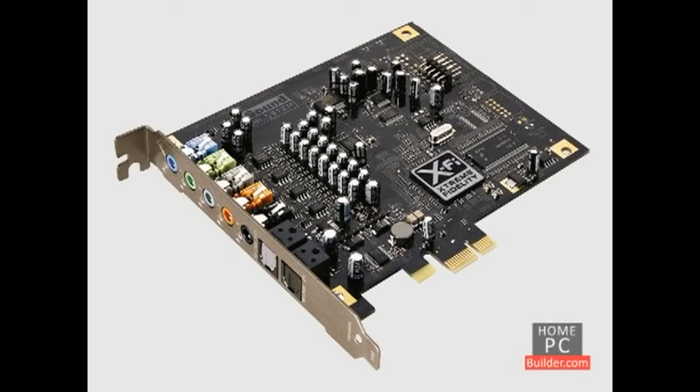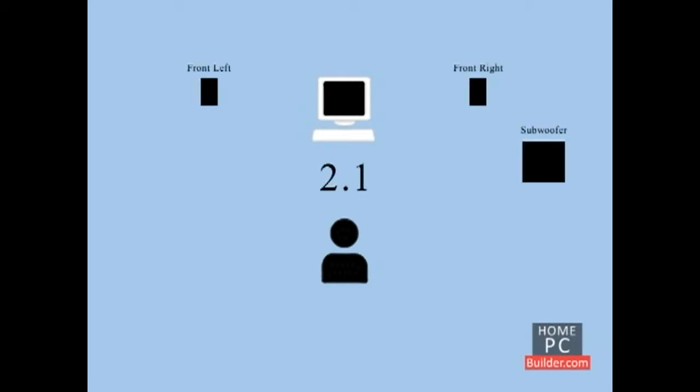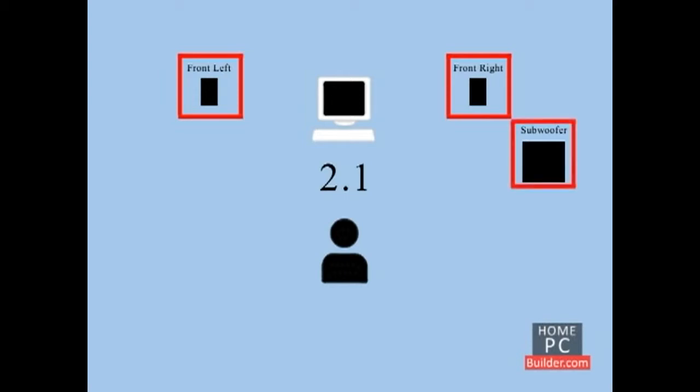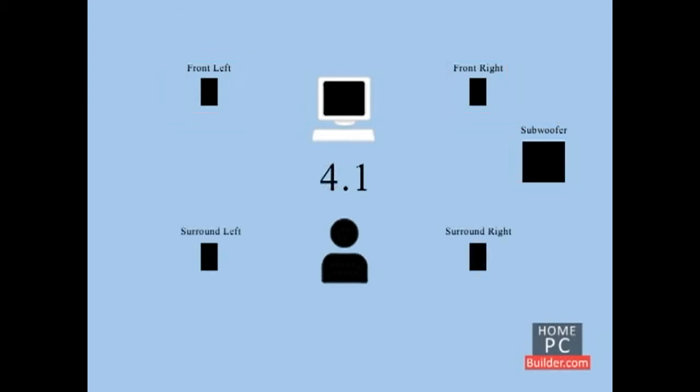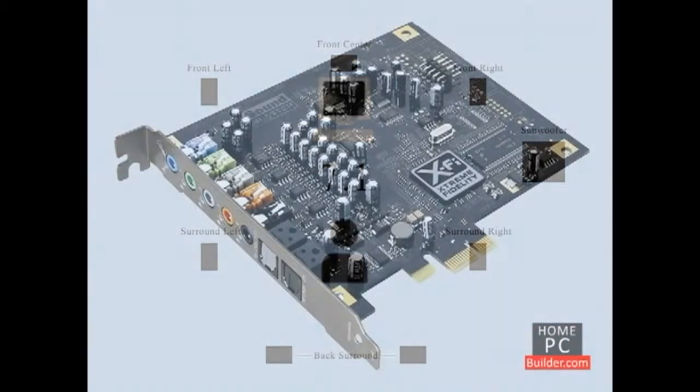More about 2.1, 4.1, 5.1, and 7.1 speaker systems. The more speakers your system has, the better your experience watching movies and playing games on your computer will be. 2.1 refers to a speaker system with 2 front speakers and a subwoofer for bass sound. 4.1 adds 2 rear speakers for surround sound. 5.1 adds a front center speaker for better dialogue in movies and games. 7.1 adds another 2 rear speakers for improved surround sound. For more about these options and quality of speaker systems, see the speaker component lesson.